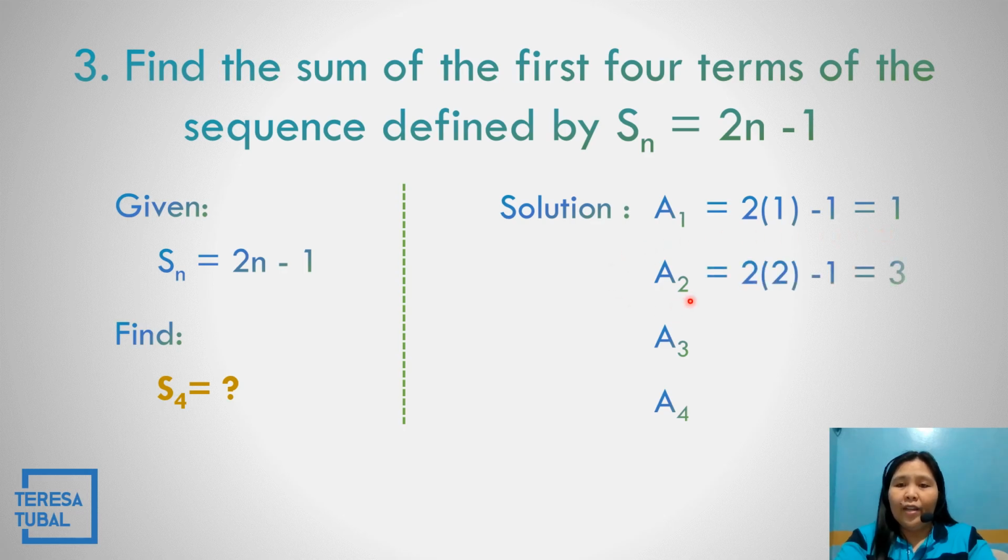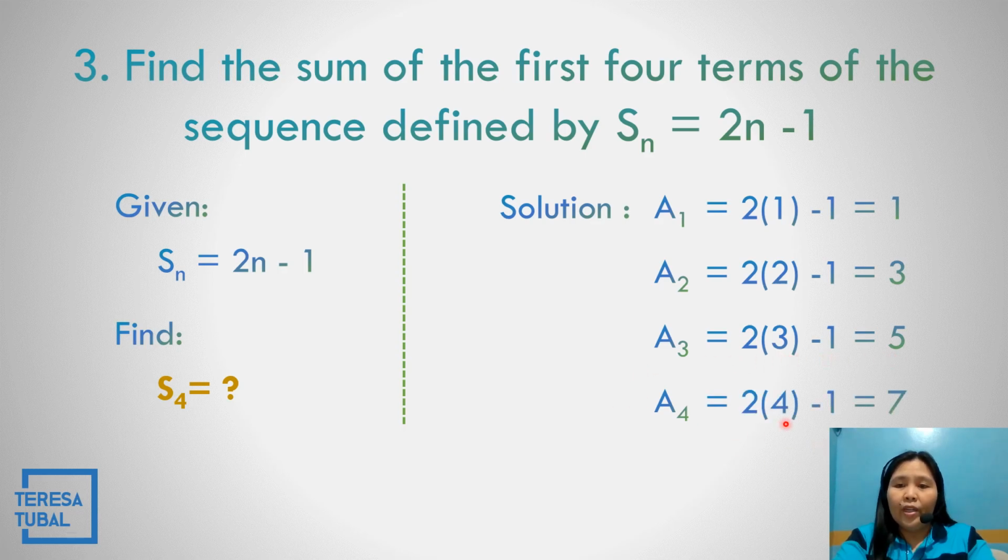Replace the value of n by 2, so that becomes 2 times 2 minus 1, which is equal to 3. How about the third term? So replace n by 3. 2 times 3 is 6. 6 minus 1, that is equal to 5.